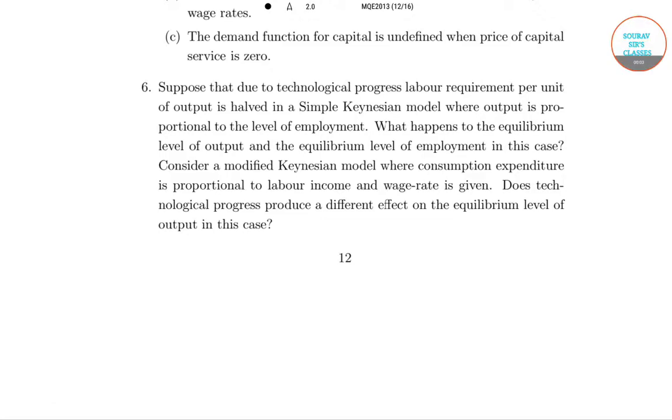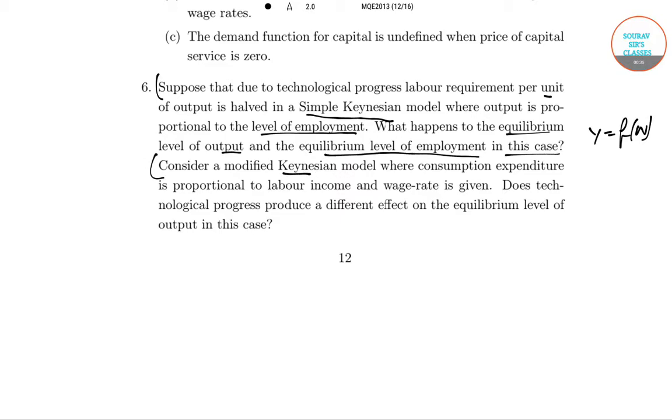So in today's video we will solve a question from production function. In this production function, which will incorporate the Keynesian model, it is given: suppose that due to technological progress, labor requirement per unit of output is halved in a simple Keynesian model where output is proportional to the level of employment. What happens to the equilibrium level of output and equilibrium level of employment in this case?